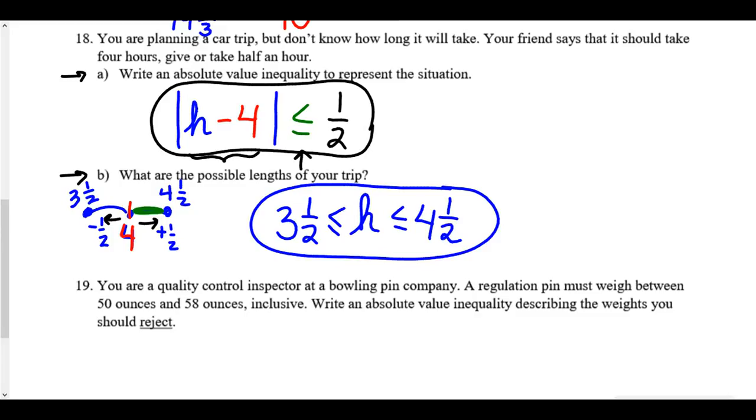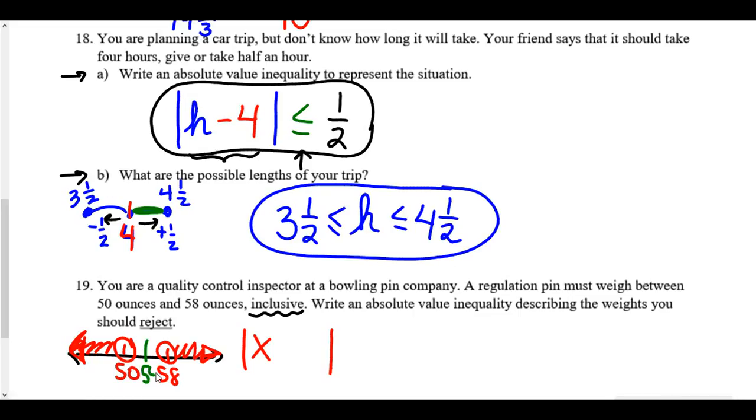All right. Number 19, you're a quality control inspector at a bowling pin company. A regulation pin must weigh between 50 ounces and 58 ounces inclusive. That means they're allowed to equal that exactly. Write an absolute value inequality describing the weights you should reject. So what we want is between 50 and 58. What we don't want is the ones that are beyond that interval. So if I were looking at a number line, and I have 50 and 58, all the good bowling pins are between those, but my rejected pins have to be less than 50 or greater than 58.